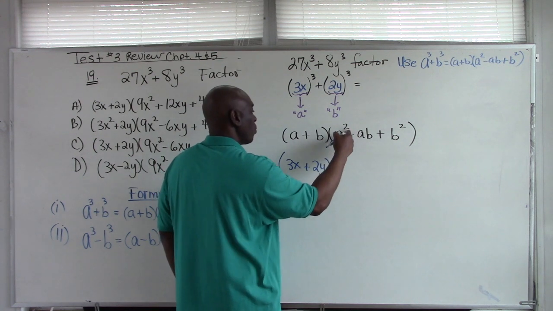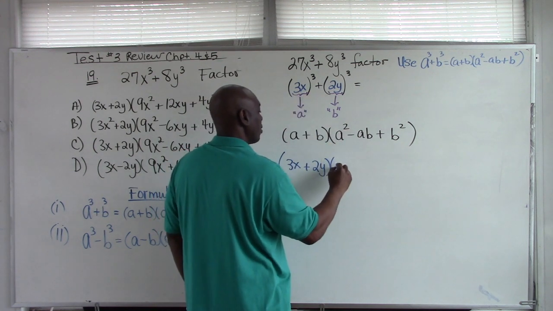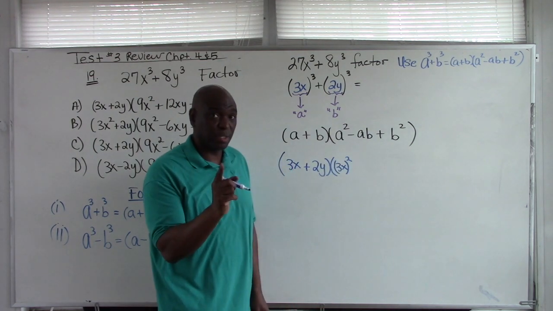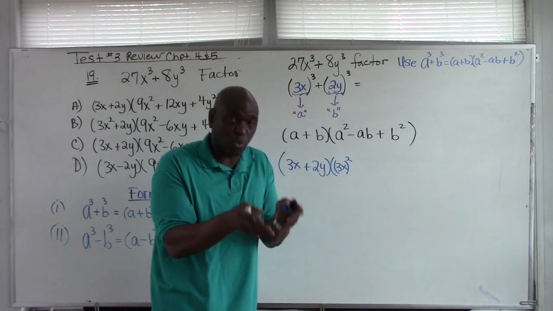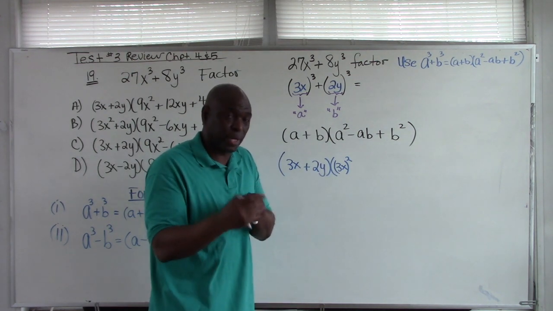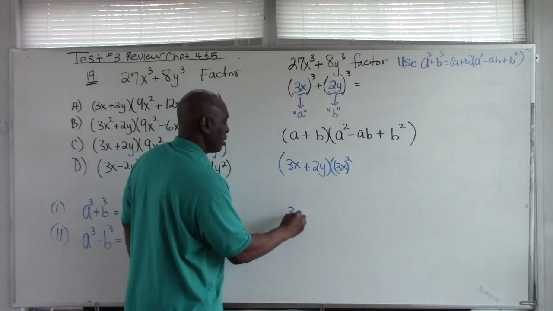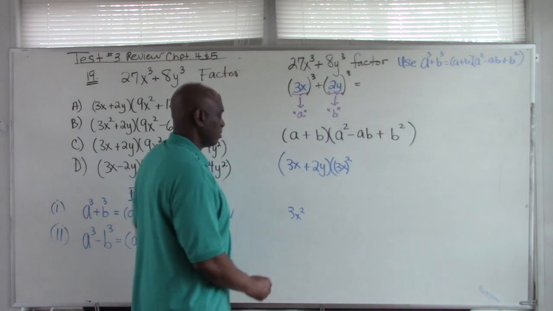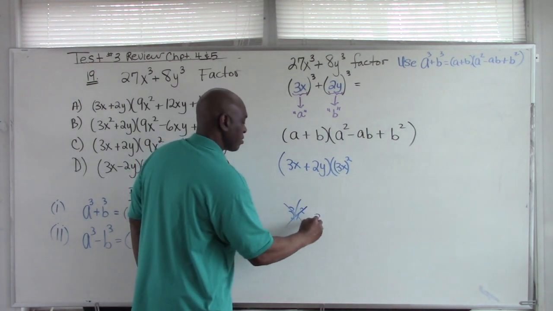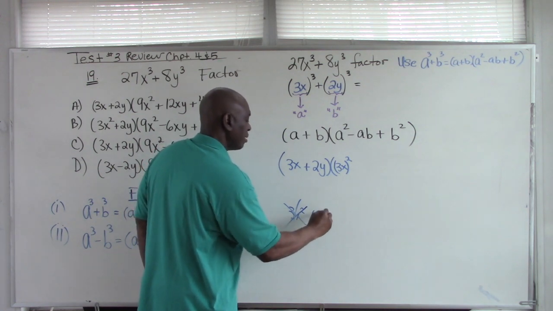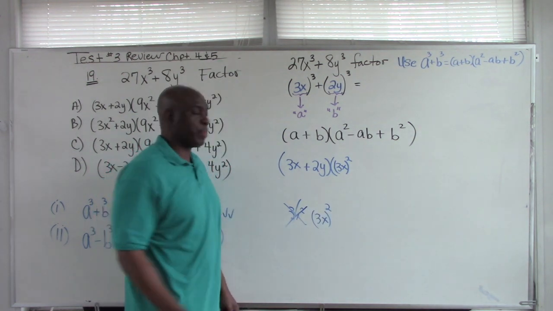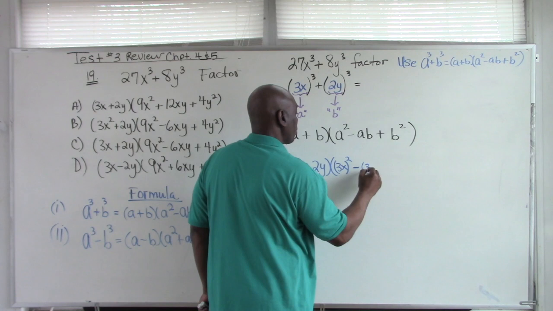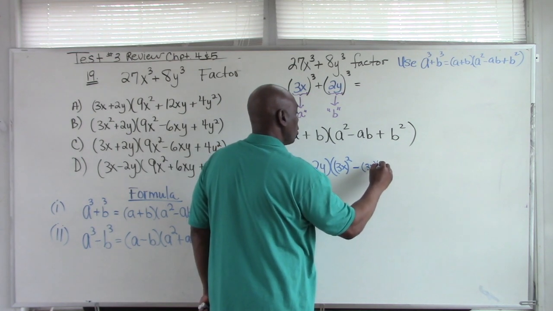Times a squared. What is a? 3x, squared. That's important. It's the whole 3x quantity squared. It's not 3x squared. Don't write it like this. Don't say 3x squared. Incorrect. Wrong, wrong, wrong. It's this. It's 3x quantity squared, because a is all of it. All right. Minus 3x times b, which is 2y.